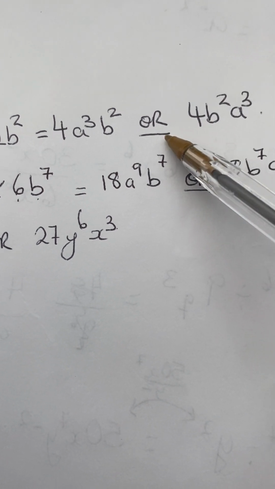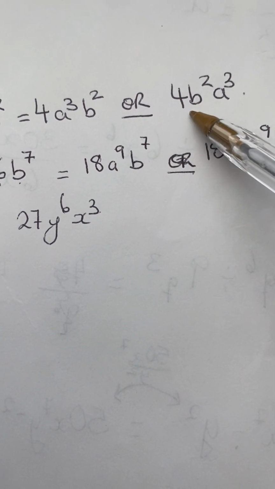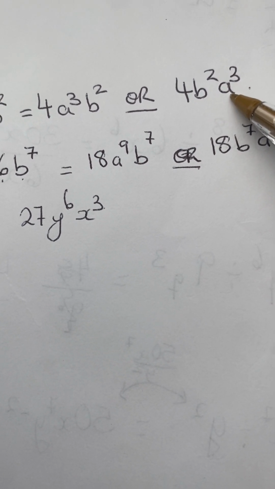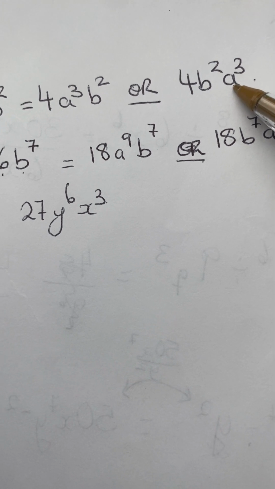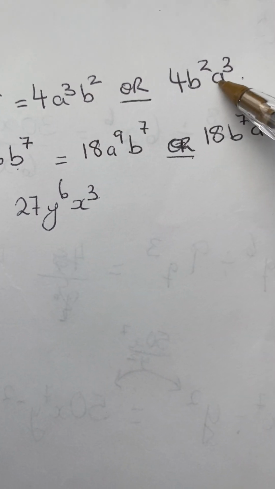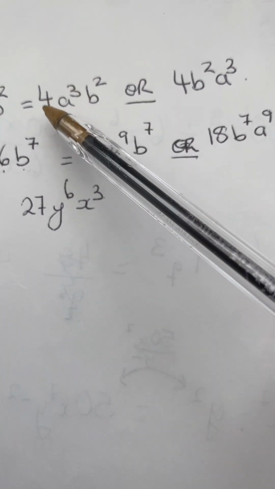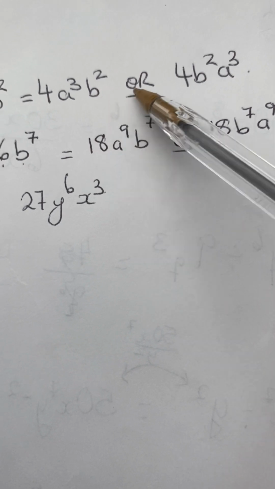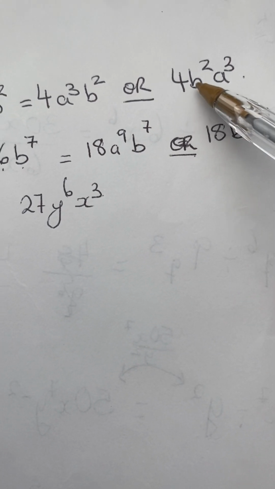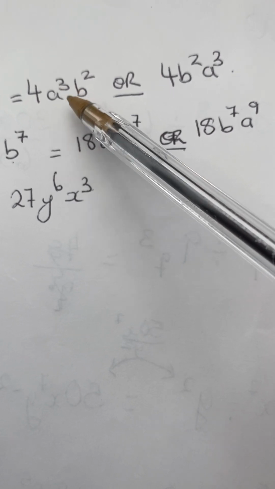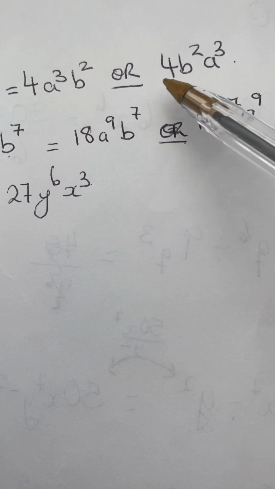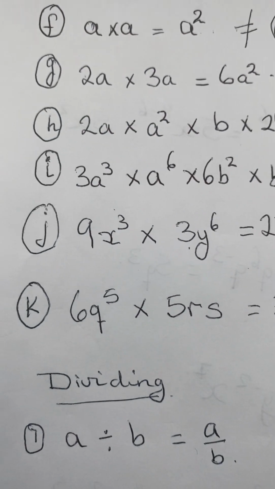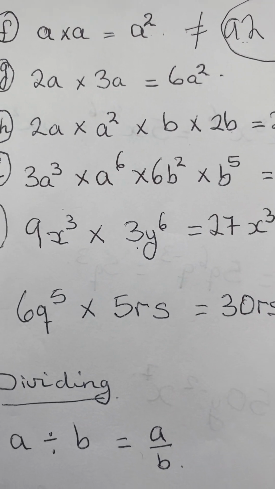Or you can write your answer as 4B squared, A cubed. Okay, this is right. That is also right. So this is like 4 times A cubed times B squared, or 4 times B squared times A cubed. So you are just putting them around. Both of them are right. Okay, the next example.